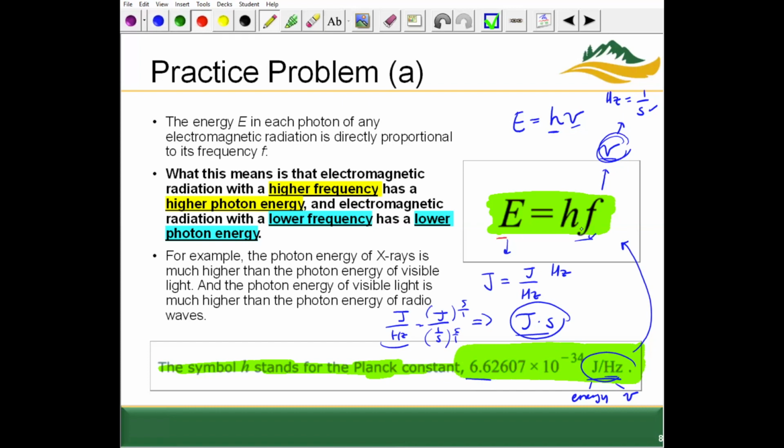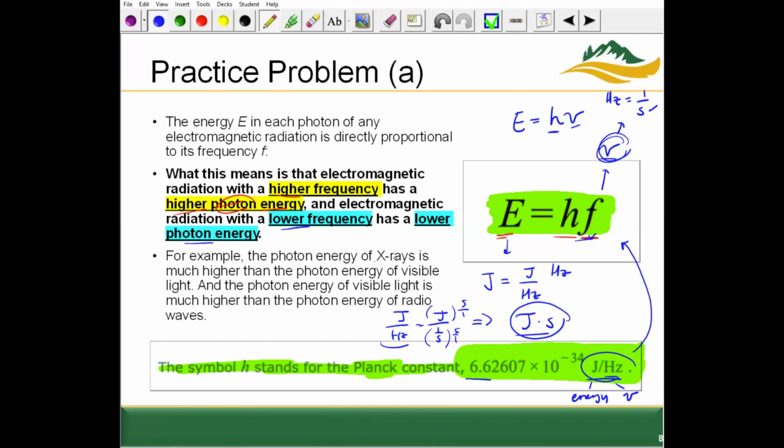Based on this relationship, we need to make some important connections between the frequency and the energy of some wave. When some wave has a higher frequency, a greater frequency, that's going to have a higher energy, or specifically called a higher photon energy. Generally, we can just think that it has a higher energy. If the wave has a lower frequency, that's going to have a lower energy.